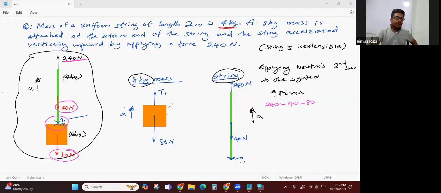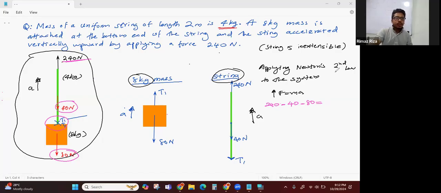But if you consider only the box, then the tension will be an external force, and the weight of this mass is an external force. Similarly, if you consider only this string, then the 240 is an external force, and its weight is an external force, because it's attracted by gravity. And the tension is the mass pulling that string. So these are the forces acting on this system. We have marked all the forces and the masses.